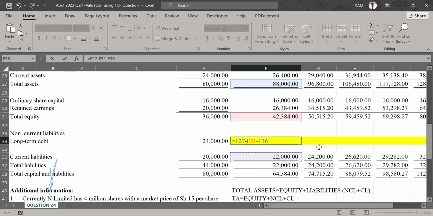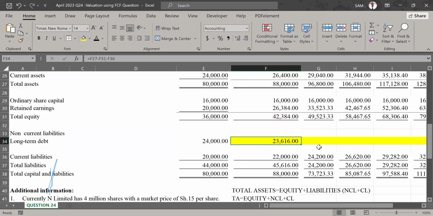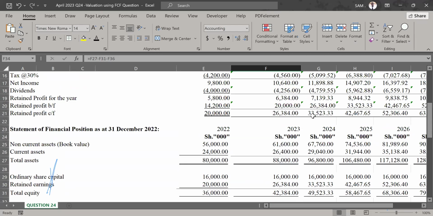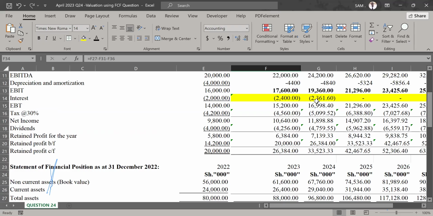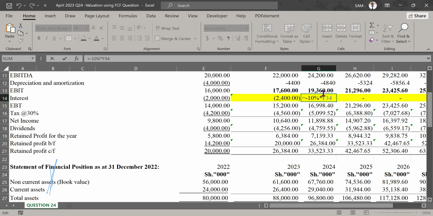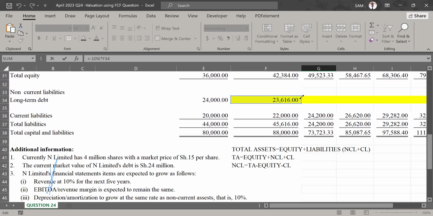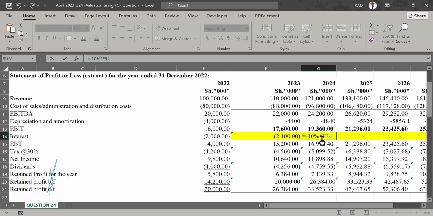So I will just say Control Enter. I hope you've seen how things have changed. I want you to look at the retained earnings. Now, retained profit carried forward in 2024 is now 33 because already we have an interest here. You see the interest? This interest was not there, but it is computed as 10% of previous year's long-term debt, and long-term debt is what we got. So that is how it has now taken effect, and these things have changed like that. Good. So up to this point, we have long-term debt for 2023, and we have interest for 2024.